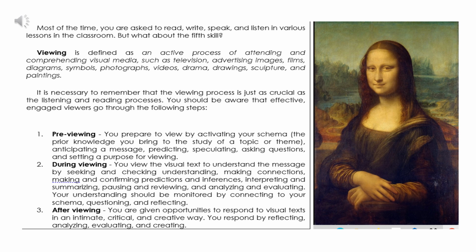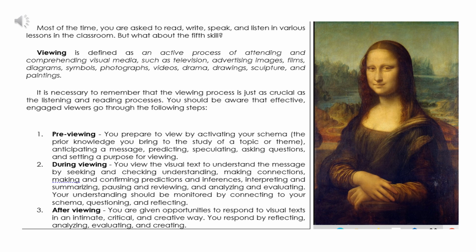So most of the time, you are asked to read, write, speak, and listen in various lessons in the classroom. But what about the fifth skill? So you know already that reading, writing, speaking, and listening are the first four macro skills. But what about the fifth macro skill? How is it called? Five, four, three, two, one. Correct. It's called viewing. So what is viewing?